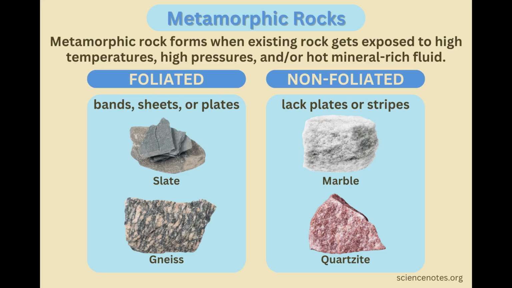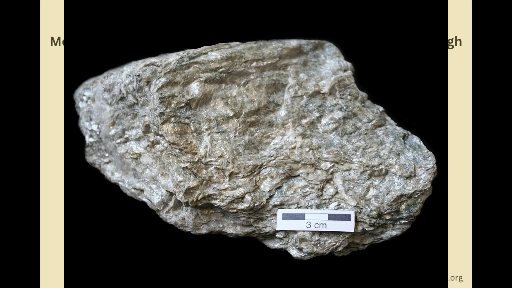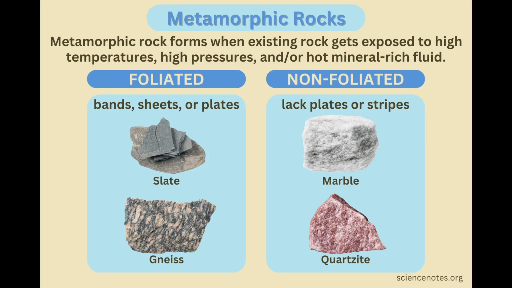Metamorphic rocks. These are changed form rocks. They are formed when pre-existing rocks are transformed by heat, pressure, or chemical processes without melting. The types: we have foliated, examples being schist and gneiss. Non-foliated, we have marble and quartzite.